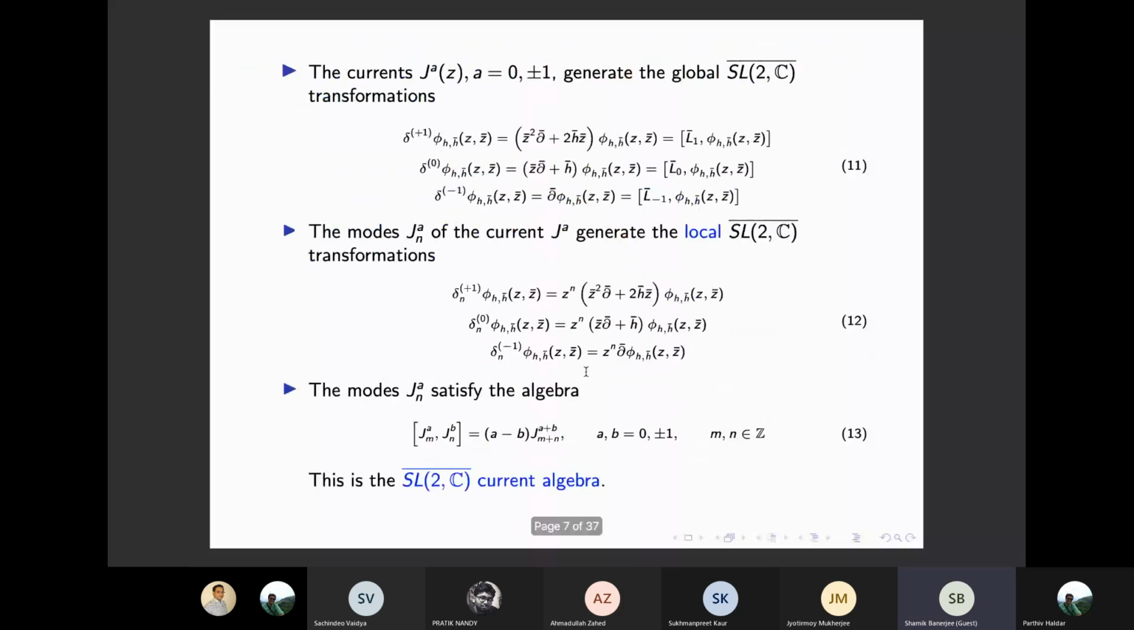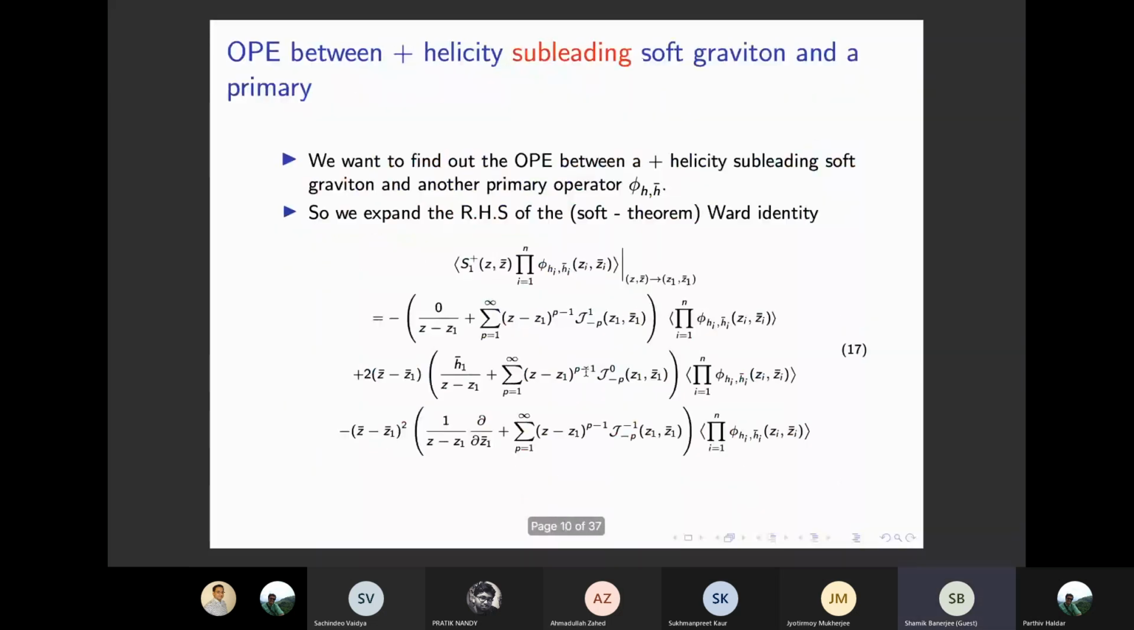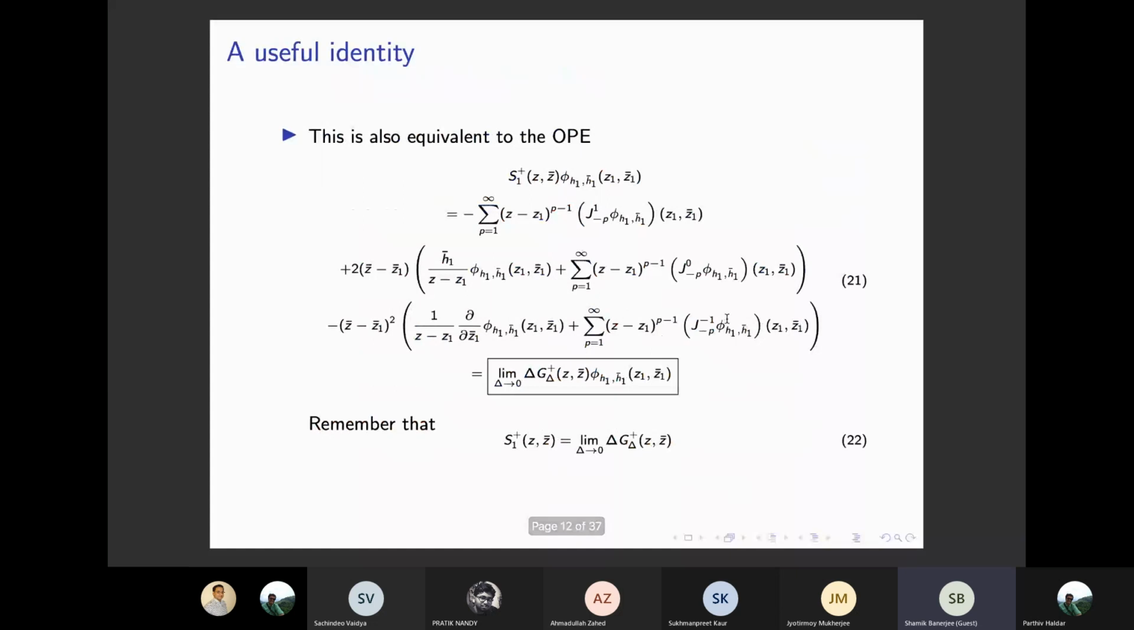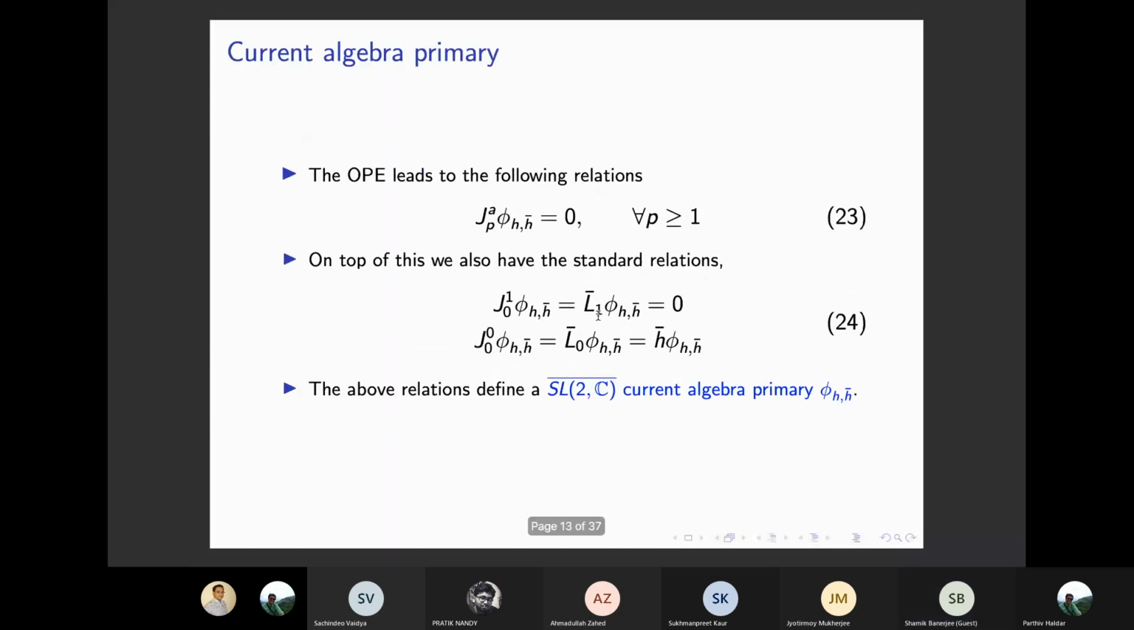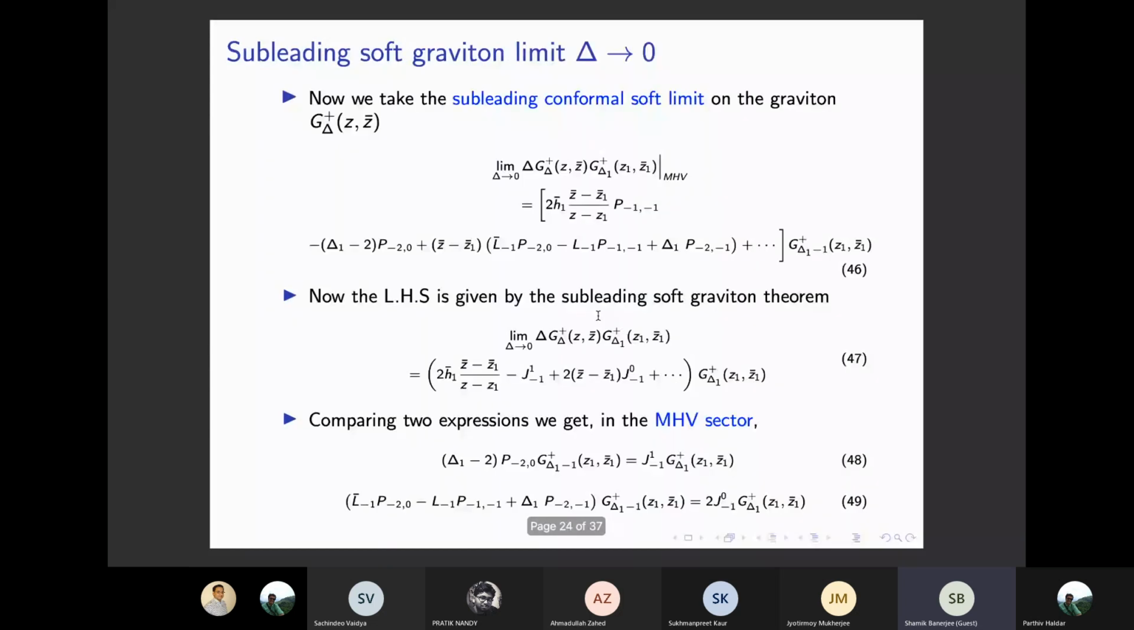Sorry, this one. Okay, so once you do this, what you should obtain is this. Now you use that at the level of the OPE, and what you obtain is this, but this is not the same as this one. So the first term will match.